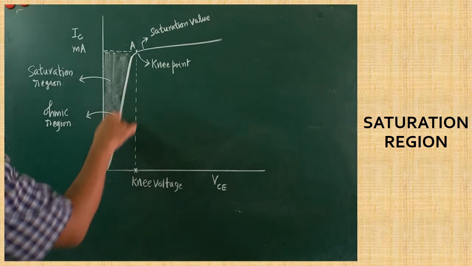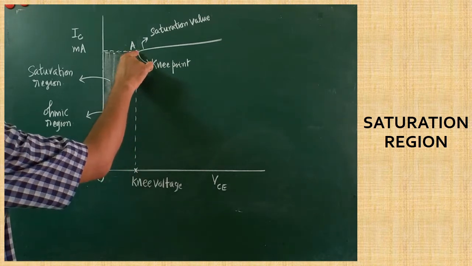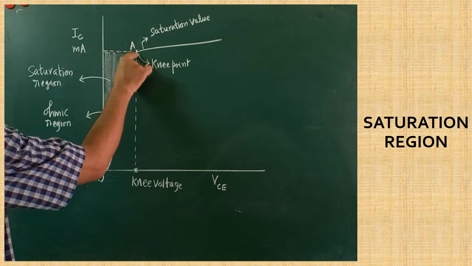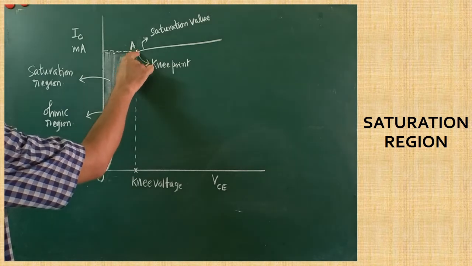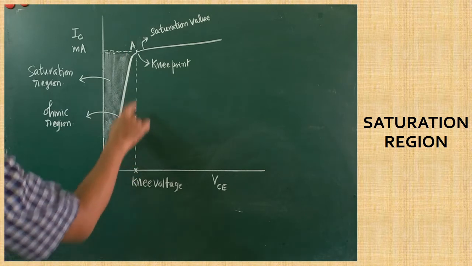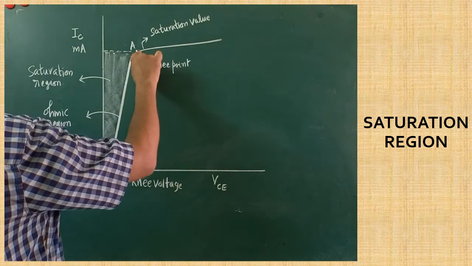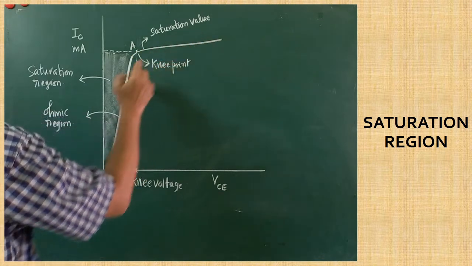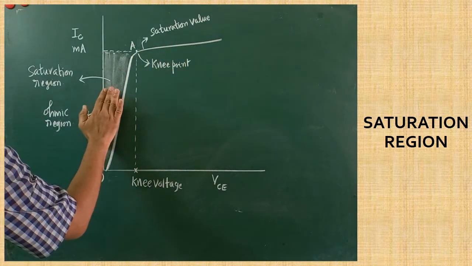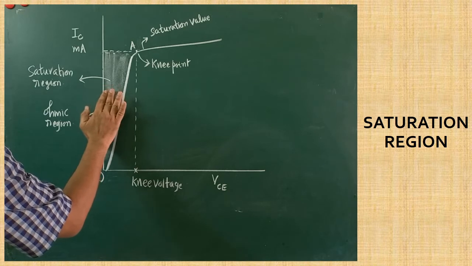Are you clear? After attaining a point, that point is called the knee point. After attaining the knee point at a particular knee voltage, the IC value becomes constant. This region is called the saturation region.